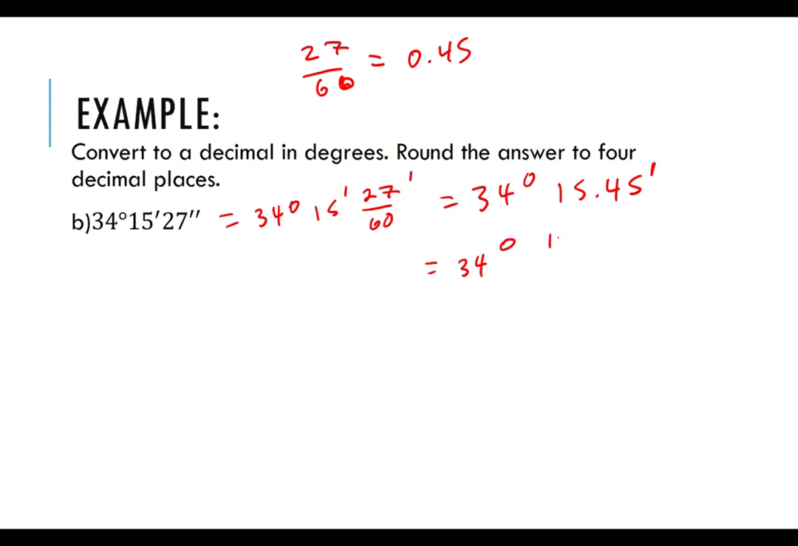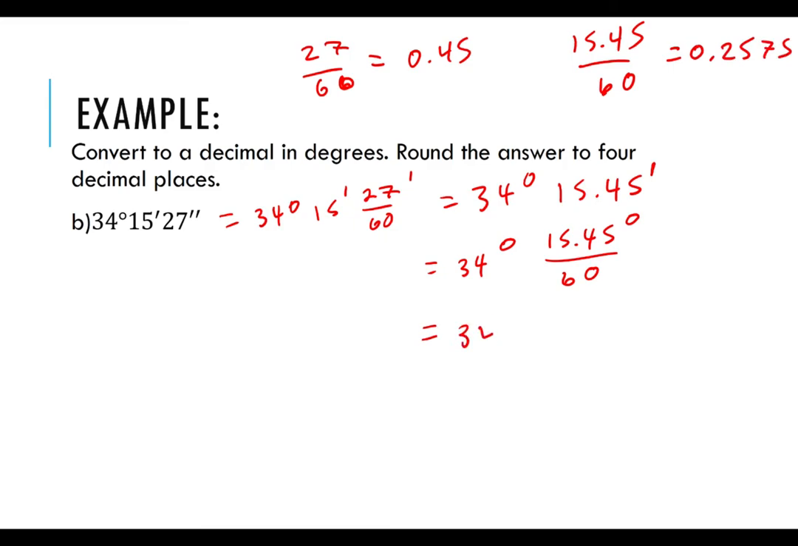34 degrees, 15.45 over 60. Now that's in degrees. Find that decimal representation. 15.45 divided by 60 is 0.2575, which means that this is then 34.2575 degrees.